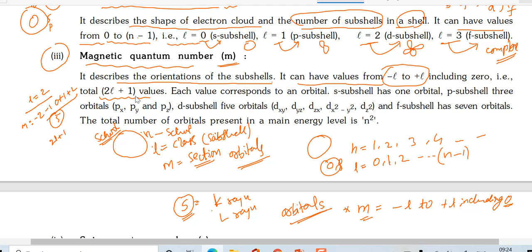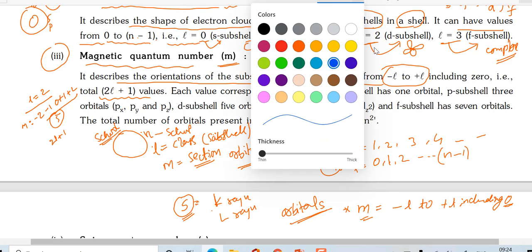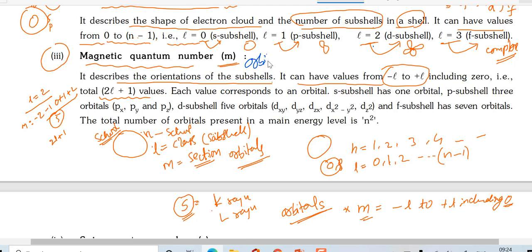Total how many orbitals are there? Indirectly it is telling about orbitals. How many orbitals are there, we will get by the magnetic quantum number. Each value corresponds to an orbital. S subshell has 1 orbital, P subshell has 3 orbitals, D subshell has 5 orbitals, and F subshell has 7 orbitals. Okay, one example again I am explaining here.